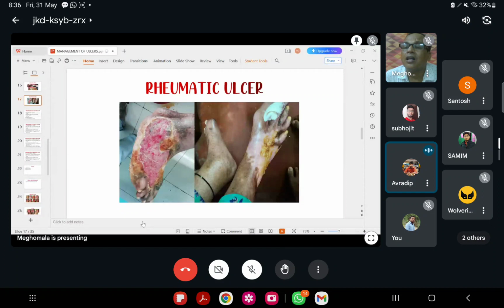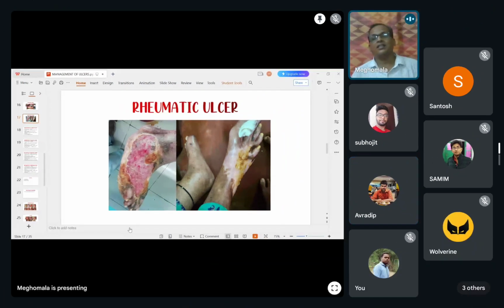Yes, sir. Sir, please, can you tell me what I can use as treatment for cancerous ulcers? What, malignant or cancerous ulcer? So, sir, what is the treatment for malignant or cancerous ulcers? Cancer ulcer.